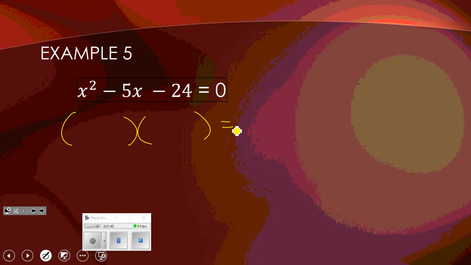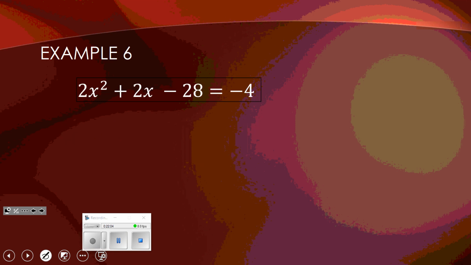So what are the factors? X and plus 3 and minus 8. Okay, so that's not the answer. What are the solutions? X is negative 3 and x is positive 8. Any questions on that? You can put it in your calculator to check it.